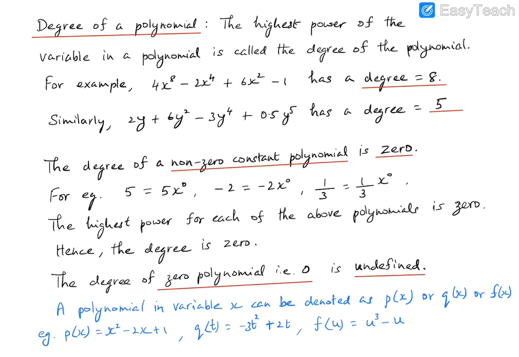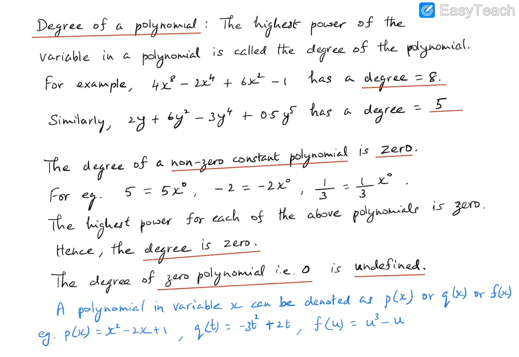So if we have a polynomial containing only the constant term, then the constant term has a variable with a power of 0. So therefore, the highest power for the constant polynomial, which is a non-zero constant polynomial, is going to be 0, and therefore the degree of the polynomial is also 0. Okay, so the degree of the constant polynomial is 0.